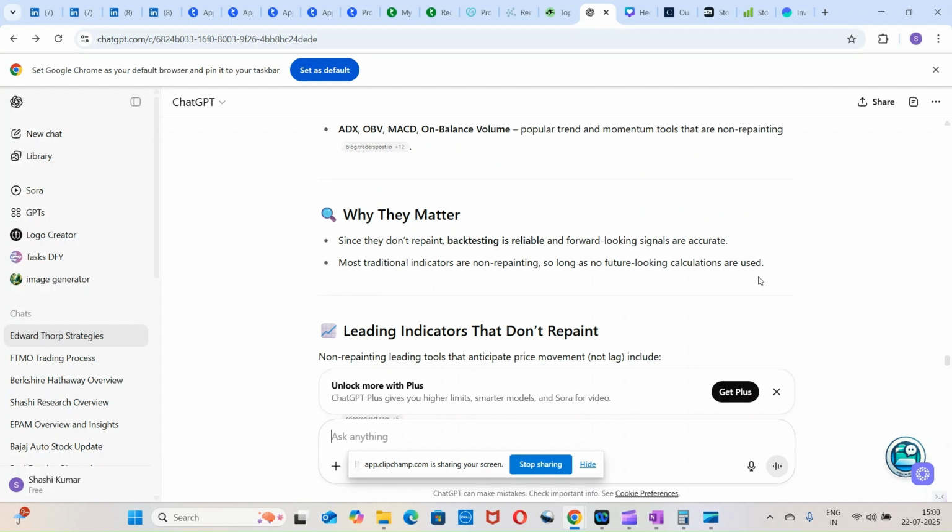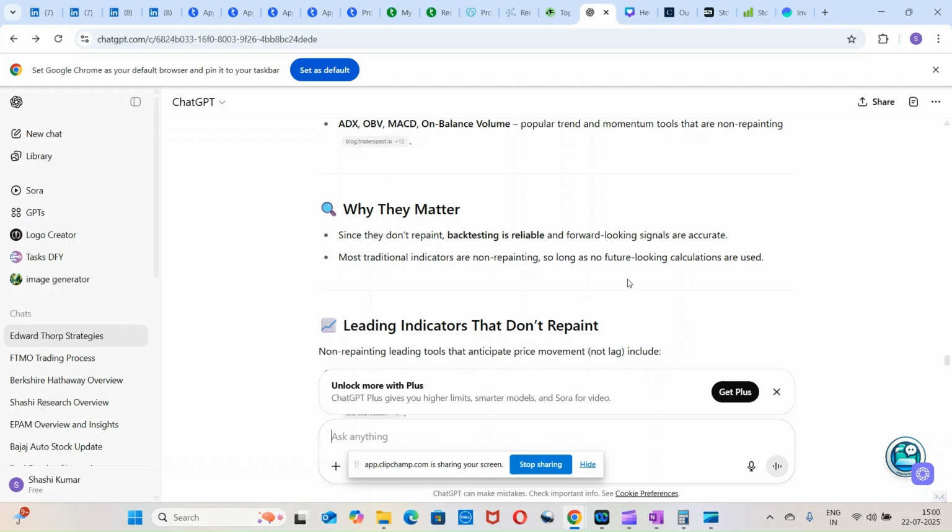So whatever backtesting you're doing, only when the indicators don't repaint are those backtesting results reliable, and even forward-looking signals are also accurate. Otherwise, you will backtest something, find some results, and in the actual market something else will happen. Most traditional indicators are non-repainting so long as no future-looking calculations are used.